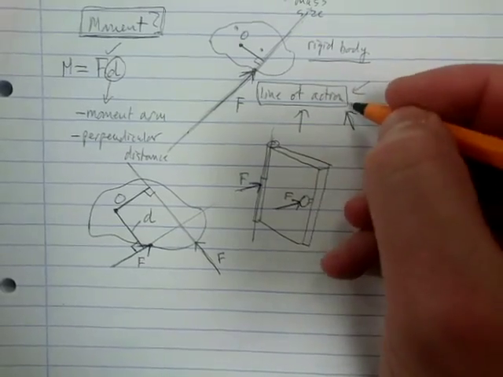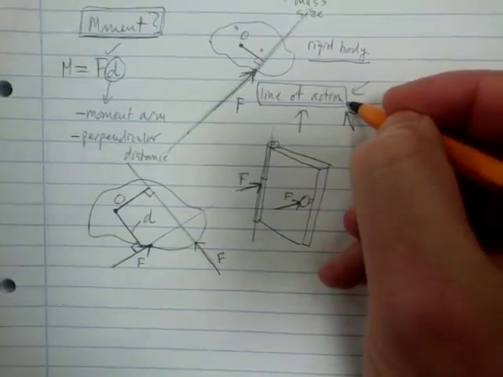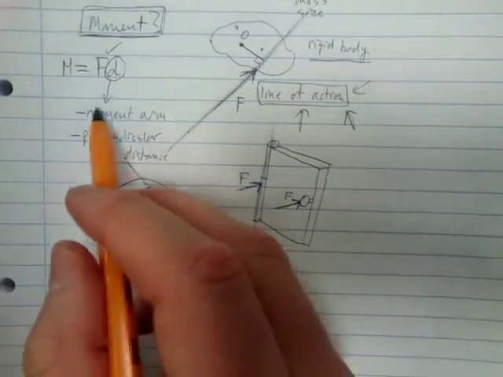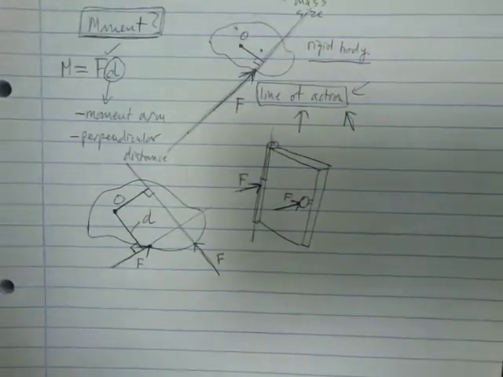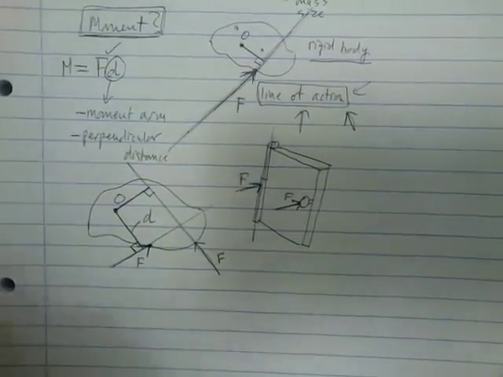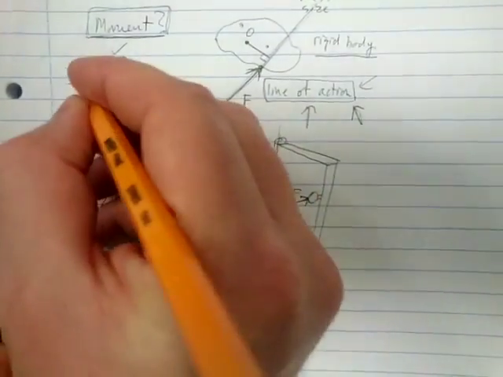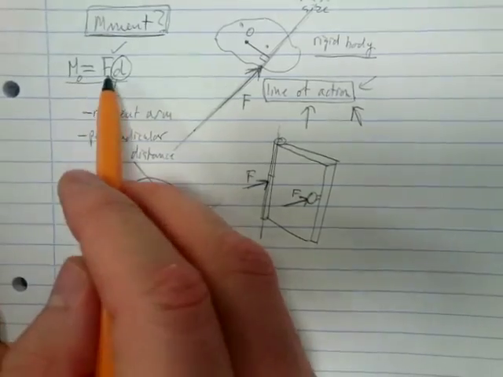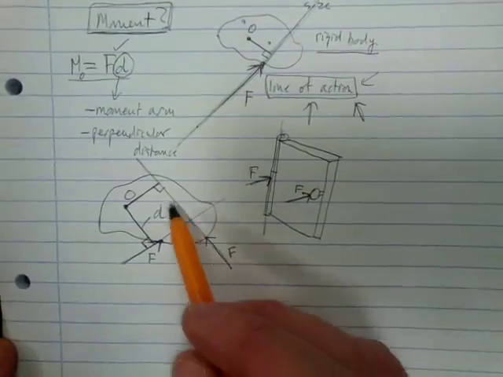So what do you need to master? You need to master line of action, and you need to master the moment arm. If you get these two wrong, then everything else will be wrong. So the magnitude of my moment about point O is force times distance.